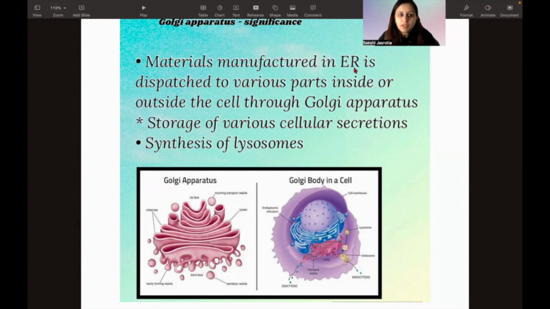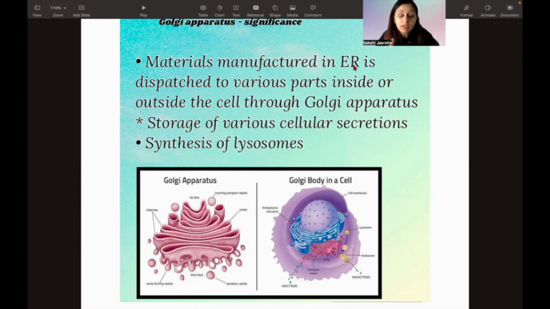Material manufactured in ER is dispatched to various parts inside or outside the cell through Golgi apparatus. अब imagine कीजिए कि you have ordered something online, right? So you've chosen a site and you placed an order there. Now from that site they will inform their warehouse to pack it and then send it across. So this can be compared to a warehouse where the manufacturing was done.